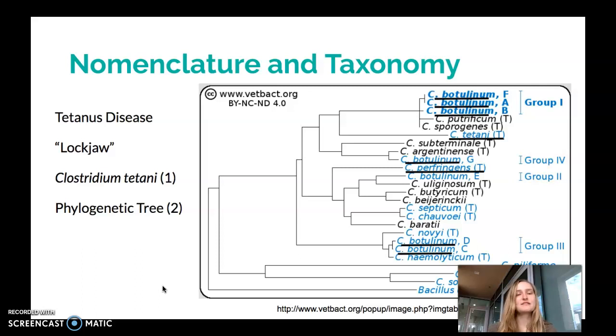A nickname for it is lockjaw because that is one of the symptoms, which we'll cover later. Here we have a phylogenetic tree, and you can see that it's related to Clostridium botulinum, as well as Clostridium perfringens and Clostridium difficile. Difficile and perfringens cause gastrointestinal issues, and botulism is a neurotoxin similar to tetani.